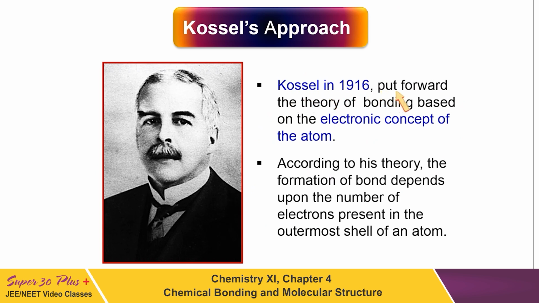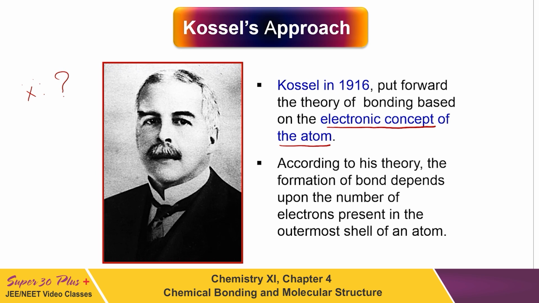Alright, the picture you see here belongs to Kossel. In 1916, he put forward the theory of bonding based upon the electronic concept. So basically he gave the concept of bonding which was based upon the fundamentals of electrons. According to his theory, the formation of bond depends upon the number of electrons present in the outermost shell. See, in any species, how many outer electrons are present? Basically, this is a very important question, because the answer will determine the direction in which this molecule will lead during bond formation.